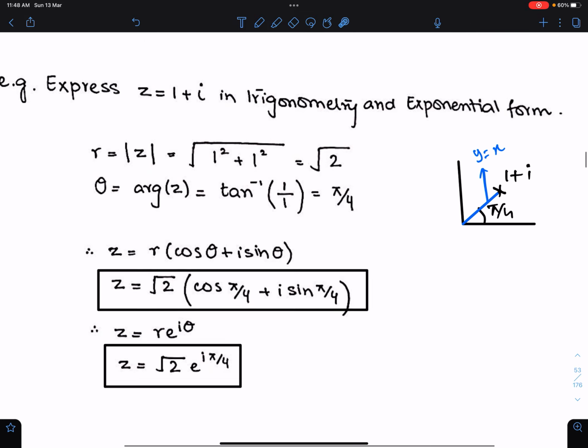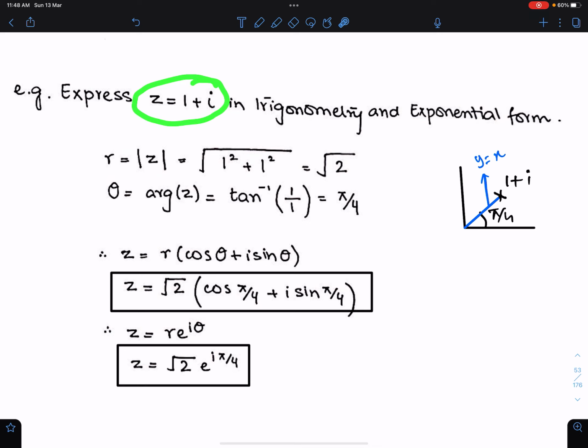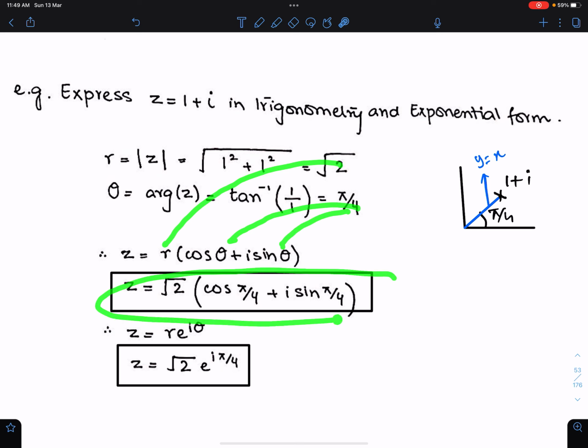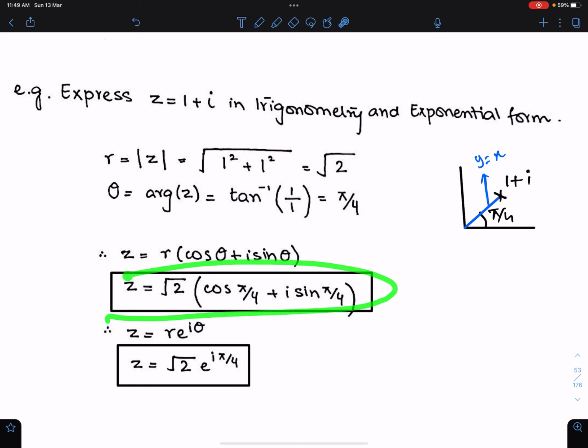Let's understand how to convert the Cartesian form into two polar forms, the trigonometric and exponential. To convert Cartesian form into these two forms, we need the modulus and argument of this complex number. The modulus of this complex number is under root 2, whereas its argument is pi by 4. Now we just need to substitute the value of r and theta into these two forms. So by substituting root 2 here and pi by 4 here and here, we have the required trigonometric polar form. And this is the required exponential polar form.